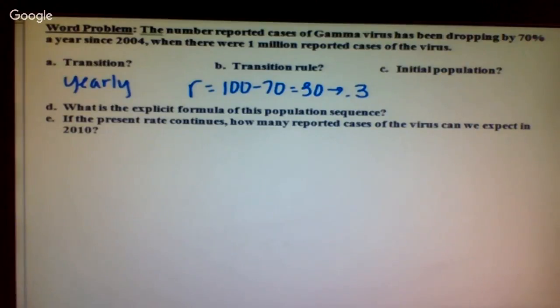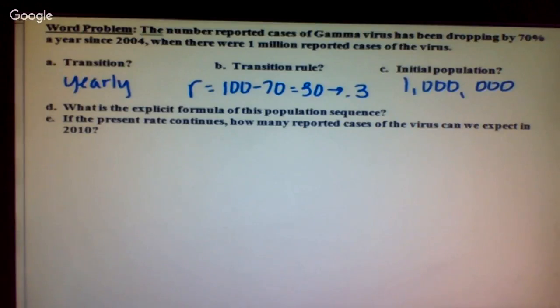Okay, please. That is the hardest part, which is why I did the 100 plus and the 100 minus. Because everybody, as soon as they see dropping by 0.70 or dropping by 70, they just want to use 0.7. Do not do that. What is my initial population? 1 mil. Okay. That'll be fine.